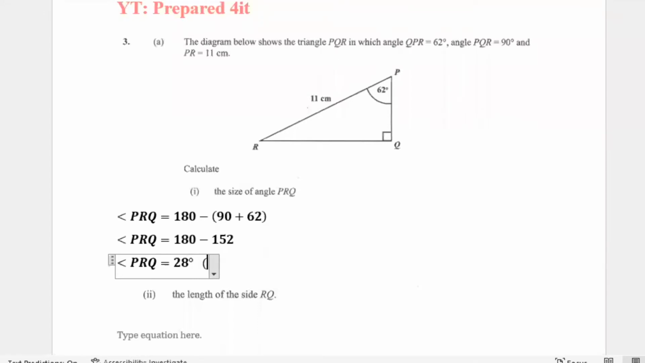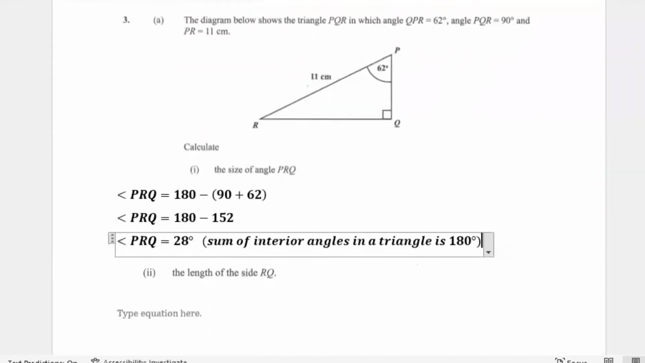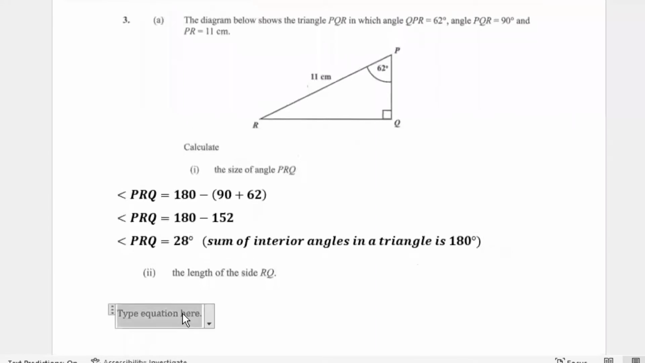The reasoning, and sometimes they do ask you for it, is that the sum of interior angles in a triangle is 180 degrees. So that is the reasoning as to how we solve this question. The total of the angles in a triangle adds up to 180. There are 3 angles in the triangle and we know 2 out of the 3. So we just add the 2 that we know, which is 90 and 62, subtract from 180 degrees, and we get the unknown, which is 28 degrees.